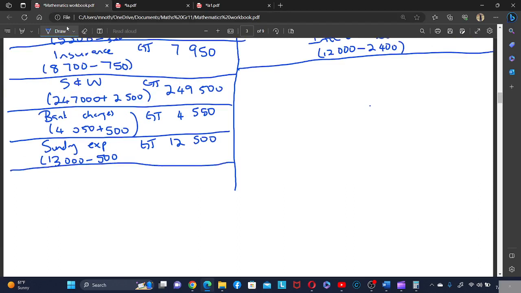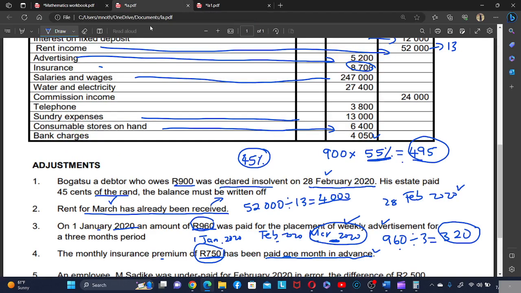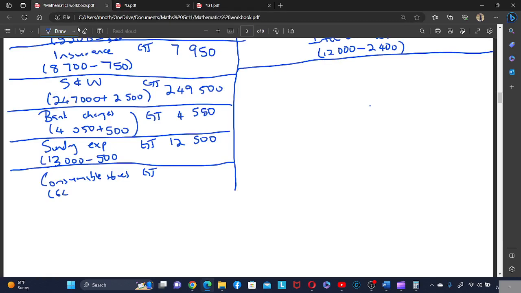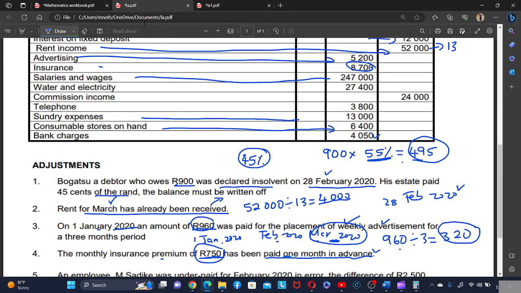So we have the consumable stores. They are how much? 6,400. Now, what happens is when the business buys the consumable stores on hand, we are talking about the packing material, stationery, it can also be fuel. So when the business buys these consumable stores, at that time when they are bought, they are treated as the expenses.